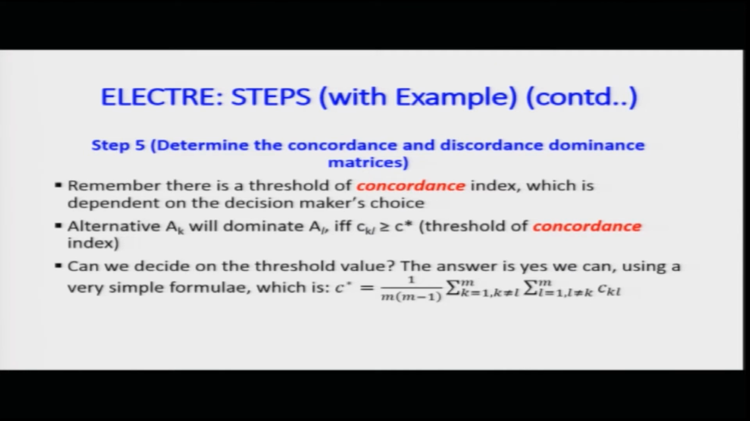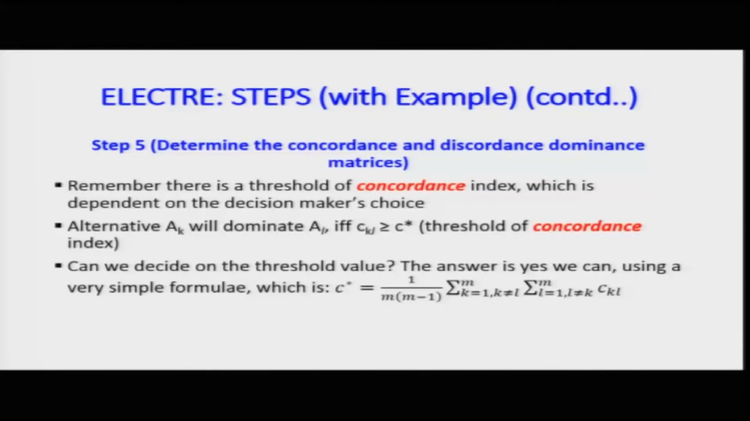Now, in the next step, fifth, you have already found out the concordance indices based on that capital C, and already found out the discordant indices based on that capital D. Now, you want to compare them. Remember that there is a threshold or concordance index which is dependent on the decision maker's choice, how good or bad or how strong the liking is. So, alternative AK will dominate AL if and only if that value of CKL, when I am comparing these values in that capital C matrix, is greater than some C star value which I have. That means, if they cross the threshold, I will take that decision.